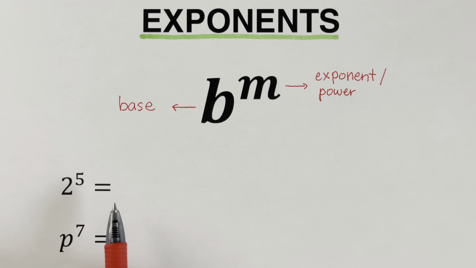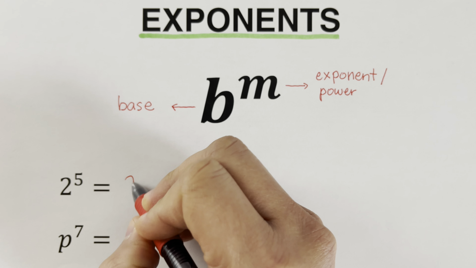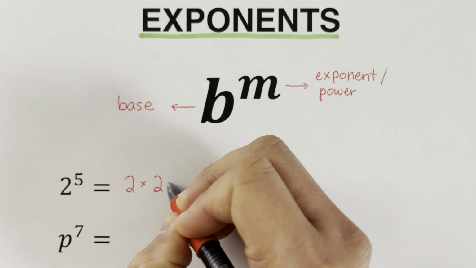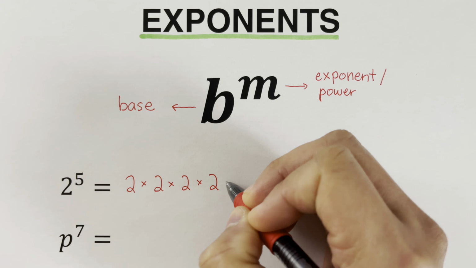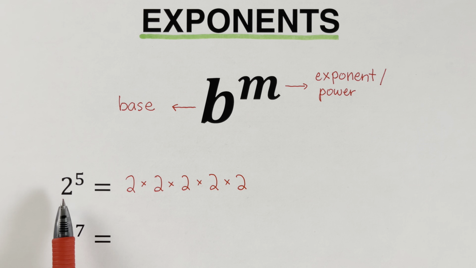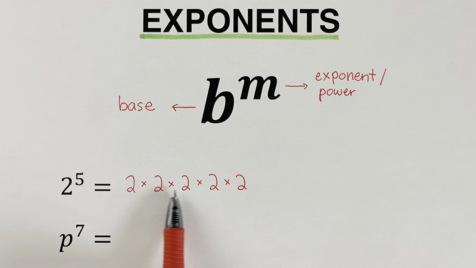So looking at this example that we have here, we can go ahead and say that our 2 is the base and the 5 is the exponent. And in the second example, the p is the base and 7 is the exponent. So this can be read as 2 raised to the power 5, or 2 raised to the 5th power, or 2 raised to the exponent 5. We can go ahead and rewrite this as 2 times 2 times 2 times 2 times 2. This means that the base 2 will be multiplied by itself 5 times. So 1, 2, 3, 4, 5.